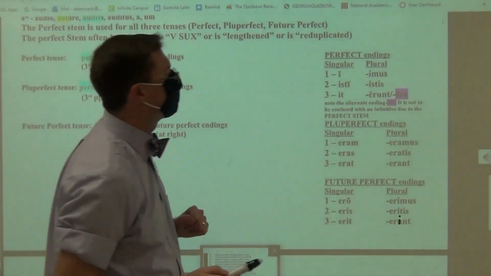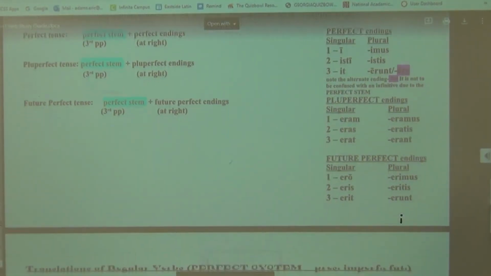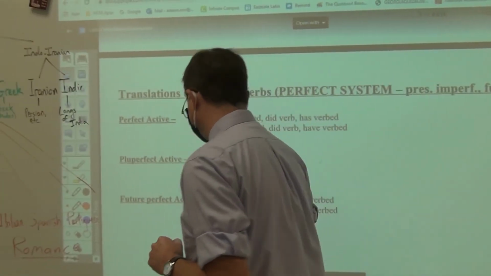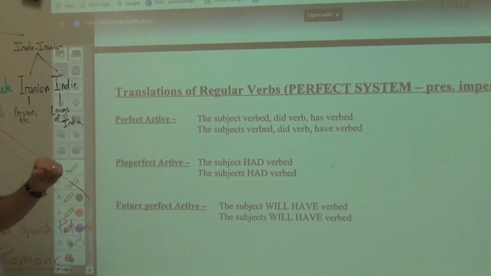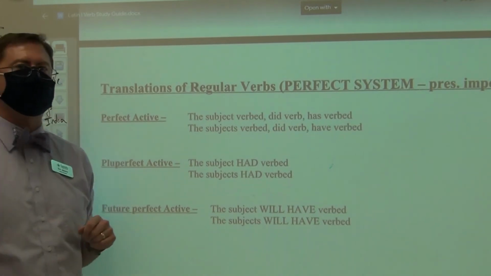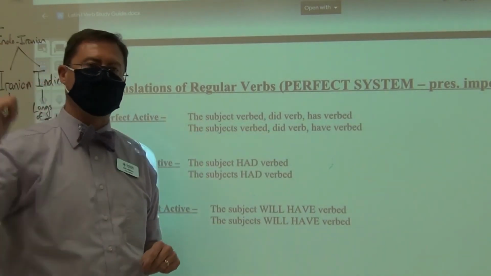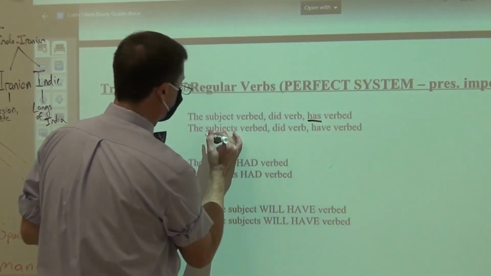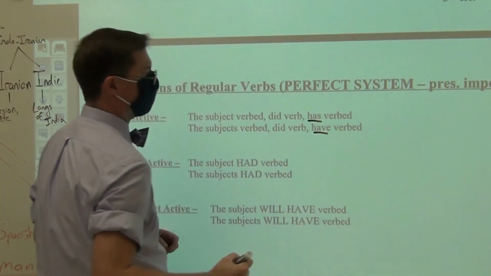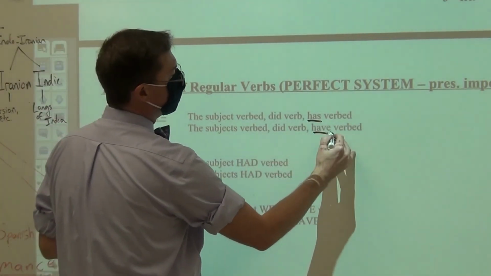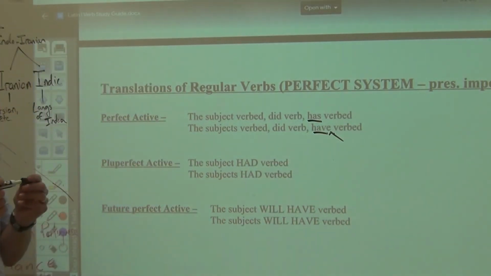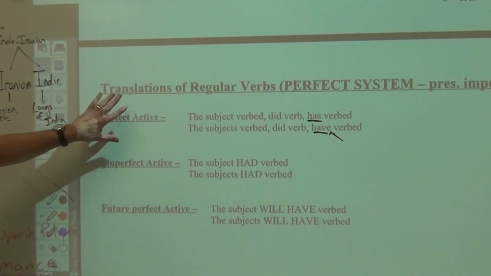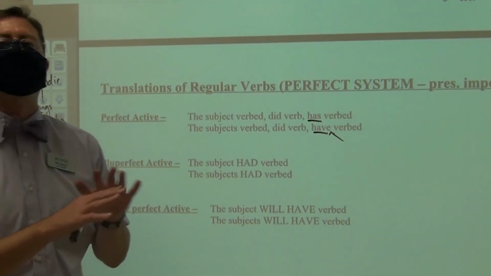Now, let's talk about the translation thereof. Perfect indicative means that the subject verbed in the past, did verb in the past, or has verbed, and if it's plural, the subjects have verbed. That word have is truly in English indicating a completion. And so that's when the action is happening, and it is done.